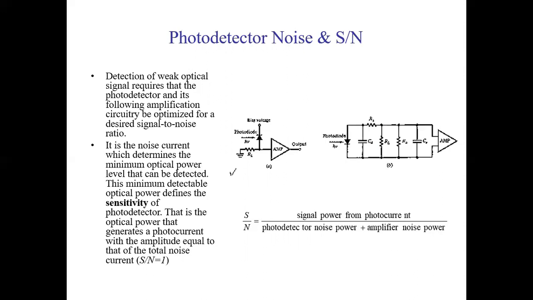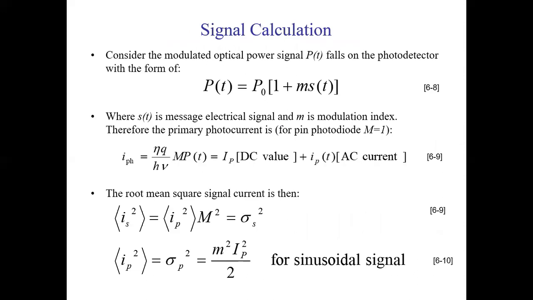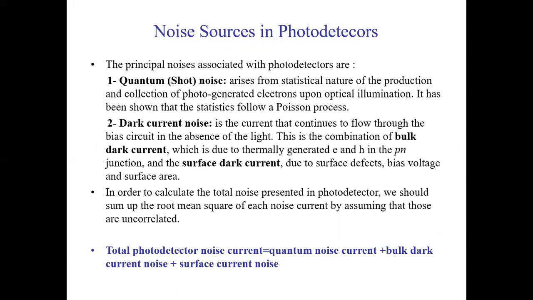So S/N is basically given by the signal output from the photocurrent over the photodetector's noise power plus the amplifier's noise. I won't get into too much detail for this signal calculation. Noise sources are important because sometimes you need to discuss where the noise is coming from.